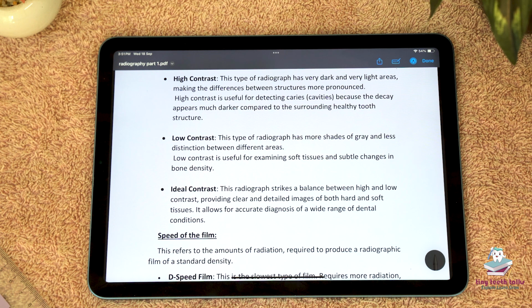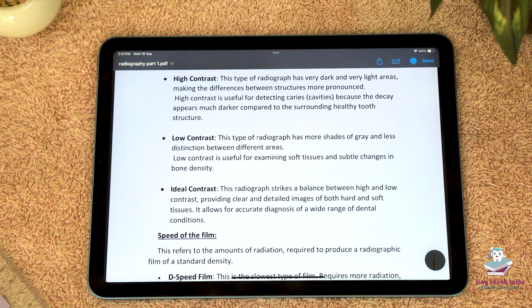High contrast, this type of radiograph has very dark and very light areas, making the difference between structures more pronounced. It is useful for detecting caries because the decay appears much darker compared to the surrounding healthy tooth structures.